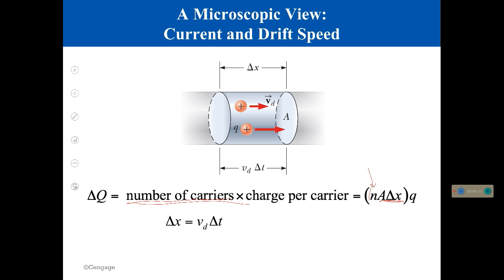So you have here that the distance it's going to cover is equal to the drift velocity times time. Yes? So I can do a little bit of substitution here with that previous equation, and substitute in for delta x this v_d delta t. So now I've got this new equation for delta Q: the charge density times the area times the drift velocity times time times the charge of an individual carrier.